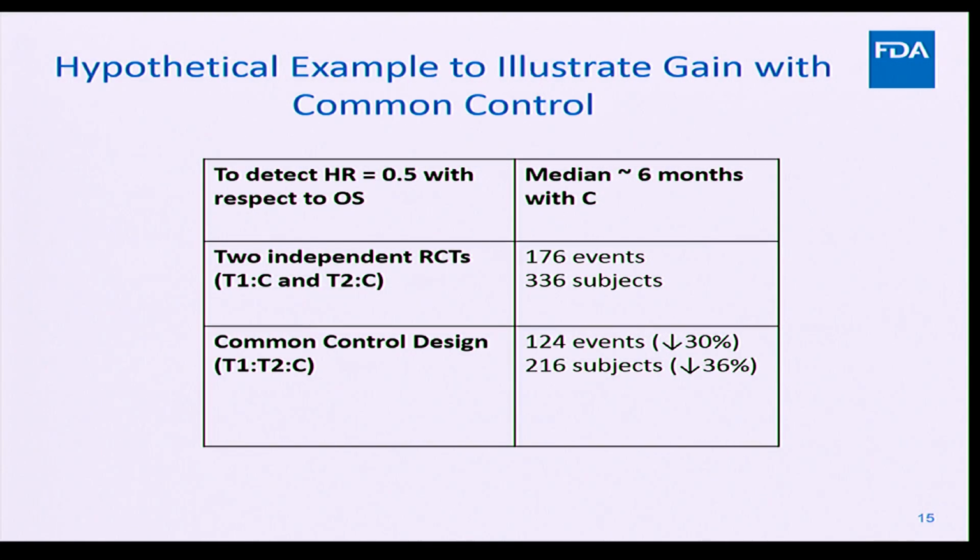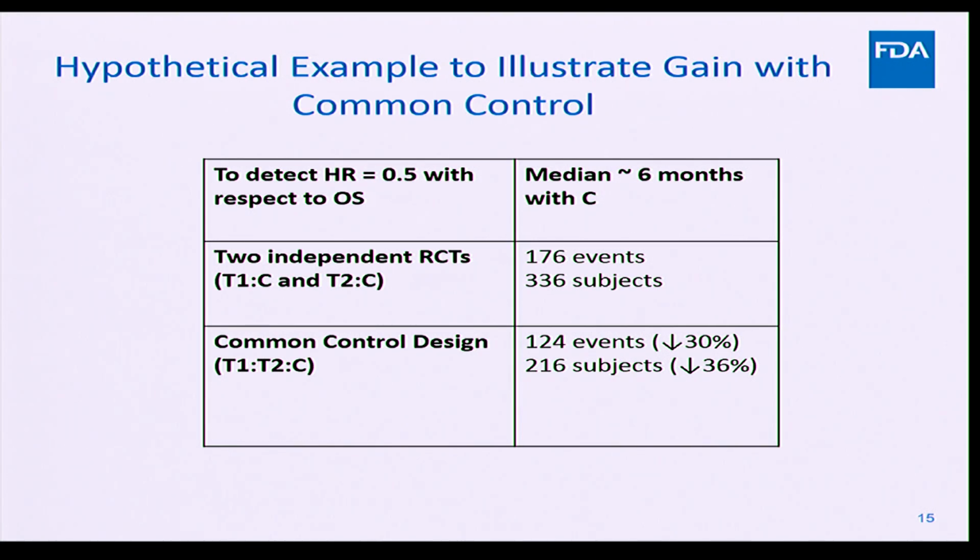Here is a hypothetical example to illustrate the gain that you may get with common control. Let's assume that we want to see that there is a 50% improvement, so you have a hazard ratio of 0.5 with respect to overall survival. And let's assume this is a refractory disease, and the median survival is about 6 months in the control arm. If you have 2 independent randomized studies, then you will need 336 patients. Whereas if you do a common control, then you can reduce this number of subjects by at least a third.